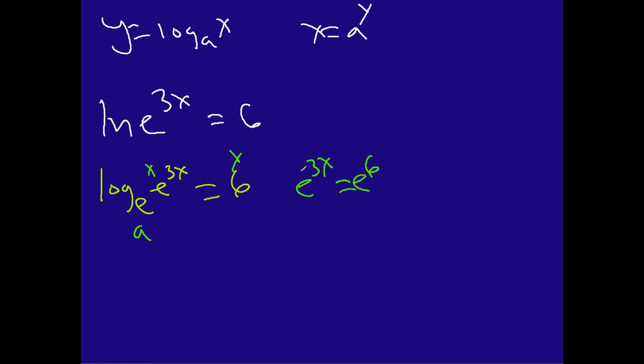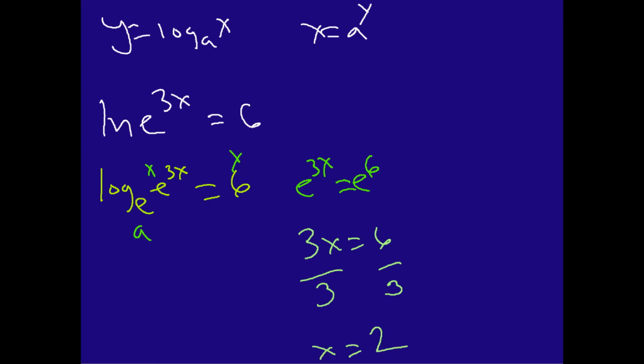Now here's the thing, we already did a video on dealing with exponentials. When they have the same base, you can ignore the bases and just solve the exponents. So that means that we now have 3x equals 6, divide by 3, and x equals 2.